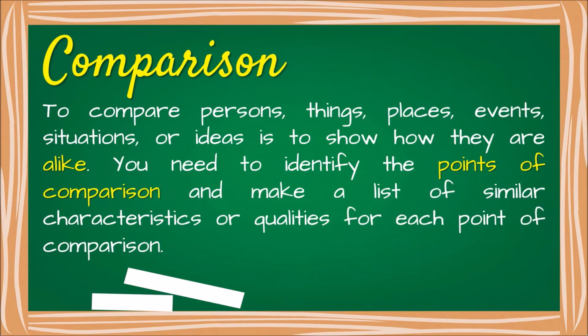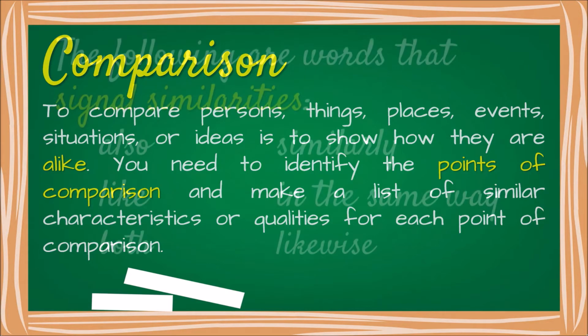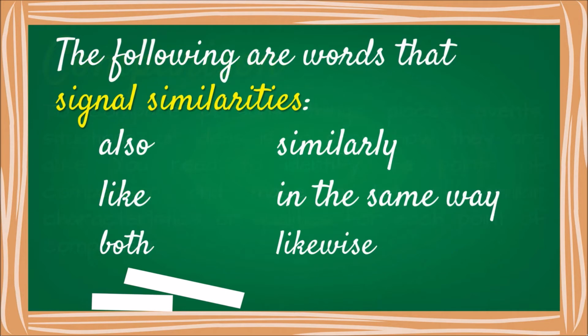Comparison. To compare persons, things, places, events, situations, or ideas is to show how they are alike. You need to identify the points of comparison and make a list of similar characteristics or qualities for each point of comparison. The following words that signal similarities are: also, like, both, similarly, in the same way, likewise.